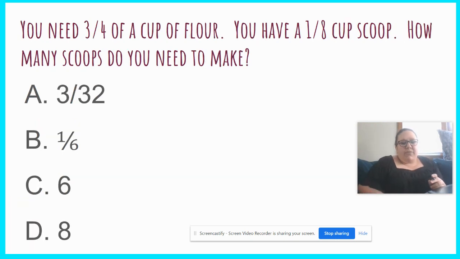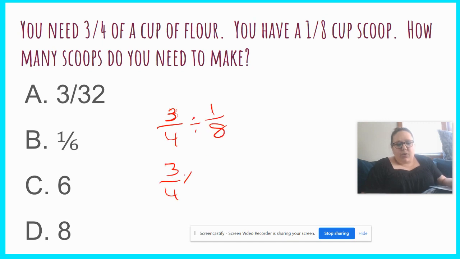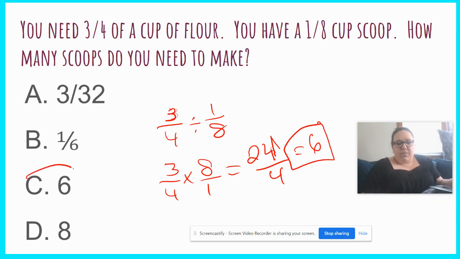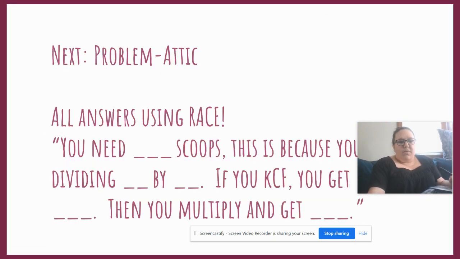You need 3/4 cup of flour. You have a 1/8 scoop. How many scoops do you need to make? So we're splitting up 3/4 into 1/8 groups. 3/4 times 8 over 1, if I do my keep, change, flip. 3 times 8 is 24. 4 times 1 is 4. 24 over 4 is 6. Again, notice I did not just choose a random answer. I actually did out the work and thought it out.